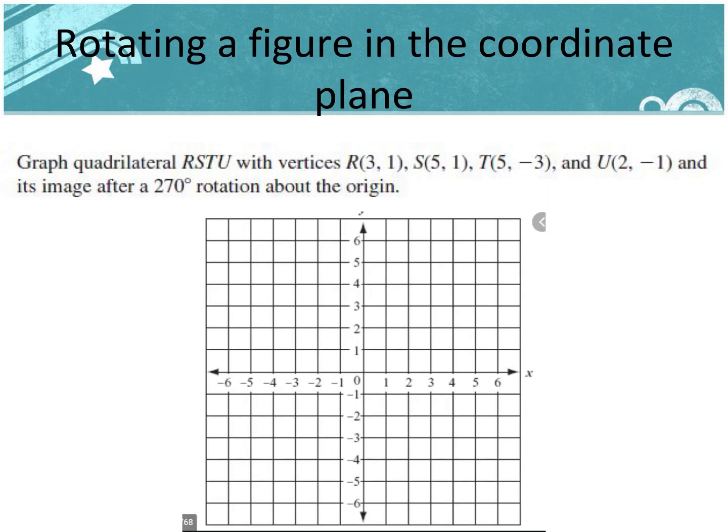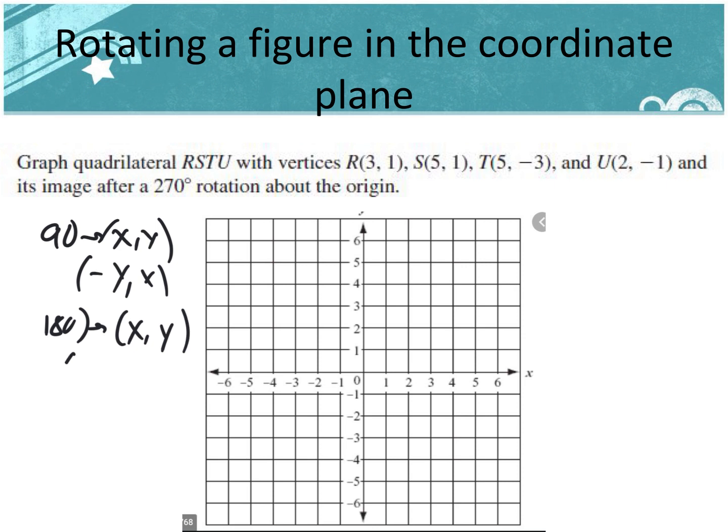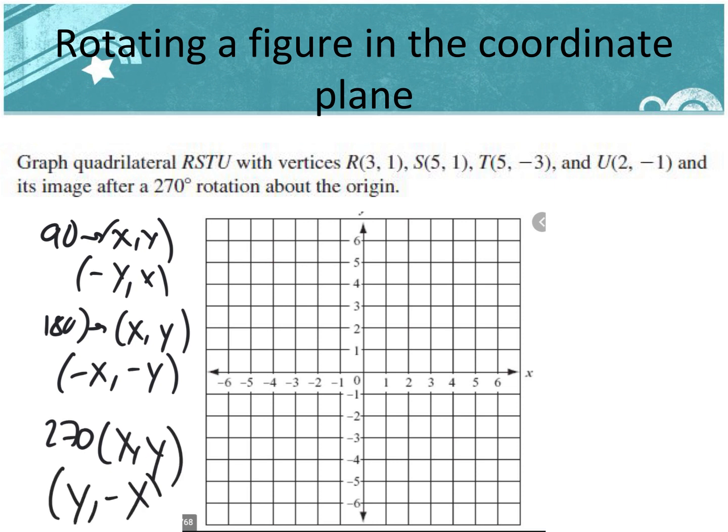Now in this one, they want us to graph the quadrilateral RSTU with the vertices R (3, 1), S (5, 1), T (5, negative 3), and U (2, negative 1). And they want us to rotate the image 270 degrees about the origin. I'm going to write the rules right here on the left. For 90 degrees, we go from (x, y) to (negative y, x). For 180, we go from (x, y) to (negative x, negative y). And for 270, we go from (x, y) to (y, negative x).